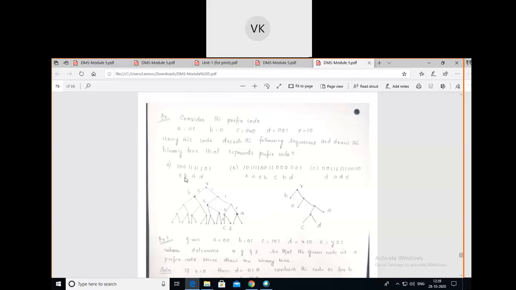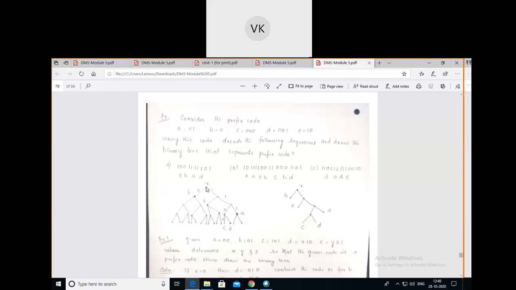E is done. Next, B is here. B is having 0. Starting from the root node, where should I move? To the left node. I move through the left edge, and for this node I have labeled B here. Next, A is there. What is A? A is having triple ones.